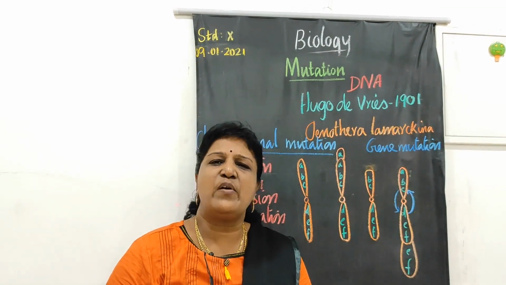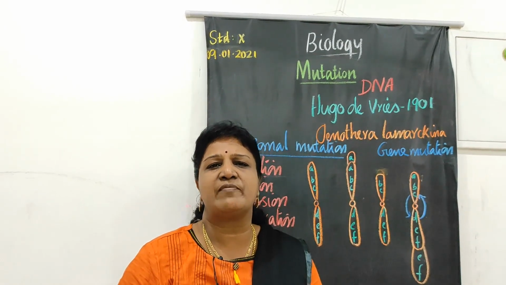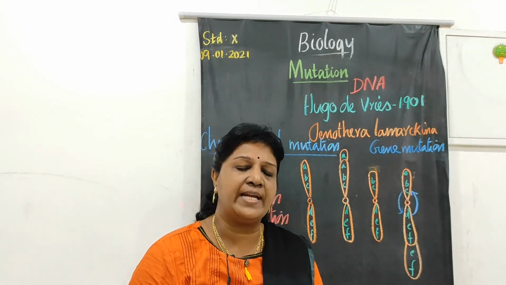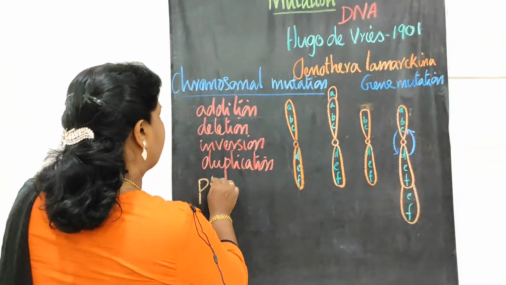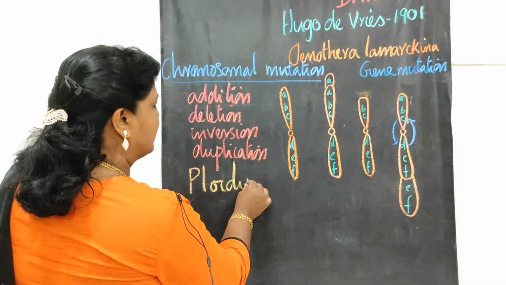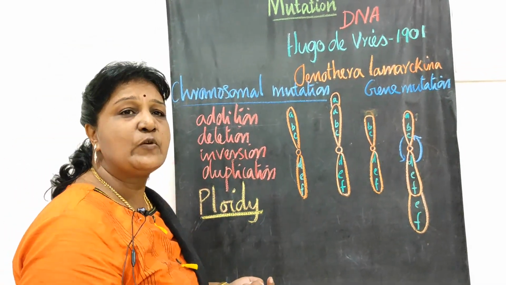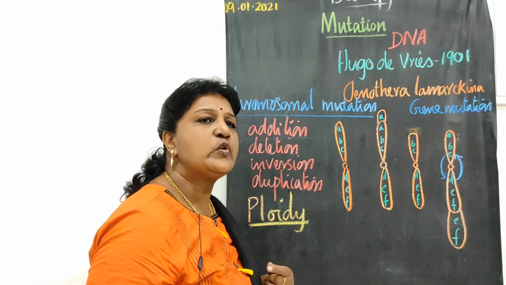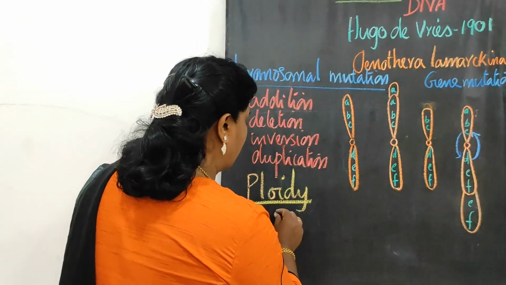Sometimes set of chromosomes will be added or set of chromosomes will be deleted. That is said to be ploidy. And this ploidy is of two types. They are euploidy and aneuploidy.